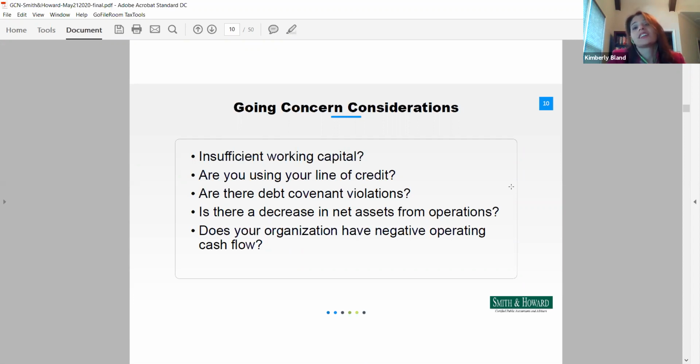Is there a decrease in net assets from operations? Are we seeing continuous losses? Are we getting into a deficit in our net assets? And negative operating cash flows. We're going to talk about some tools for monitoring cash flows. If we get into net negative operating cash flows, it's a huge indicator. Are we spending more money than we're bringing in?